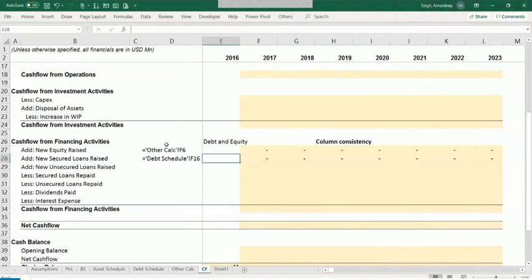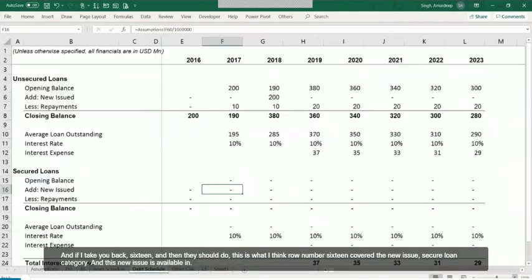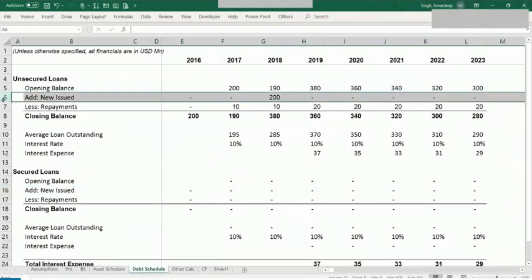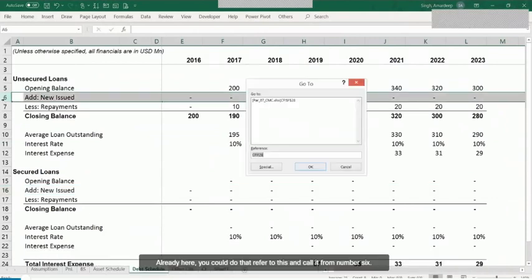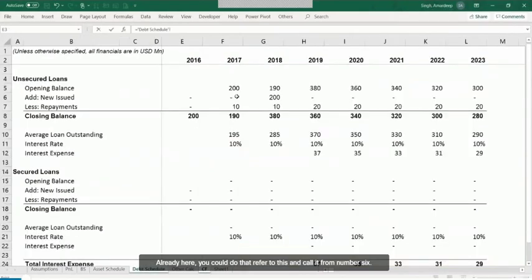And if I take you back to row number 16 in the debt schedule, this is what I'm referring to. This row number 16 covers the new issued under the secured loan category, and this new issued is available in row number 6 over here. So you could refer to this and call it from row number 6 over here.